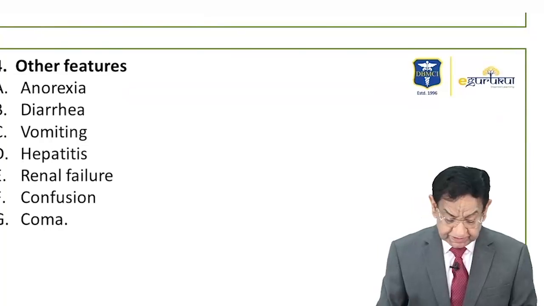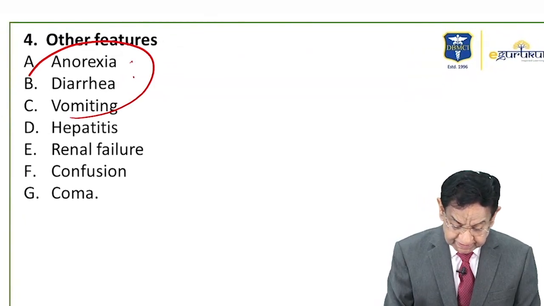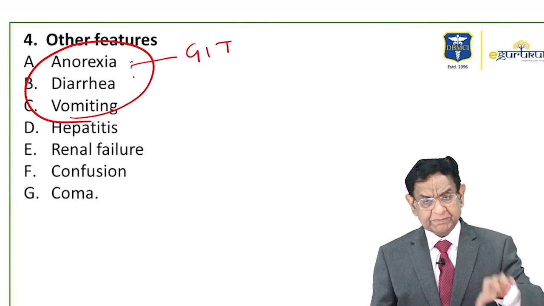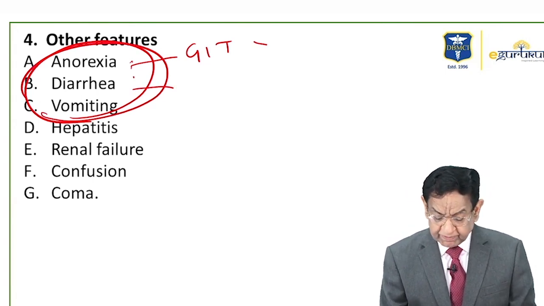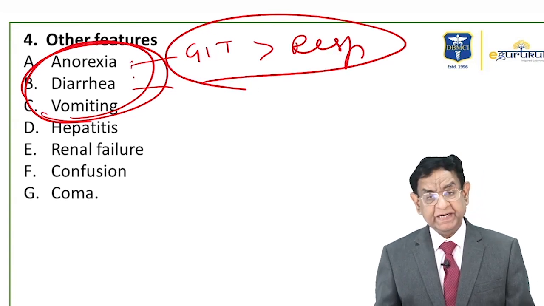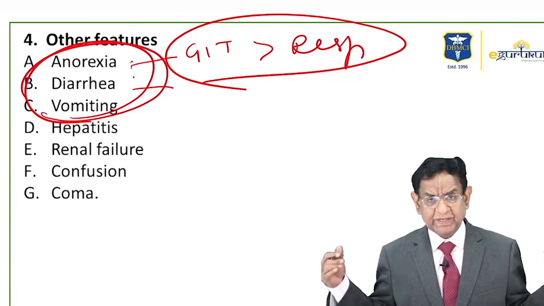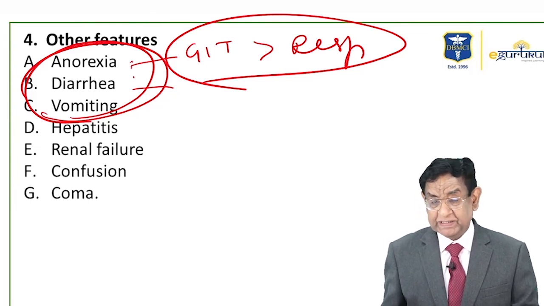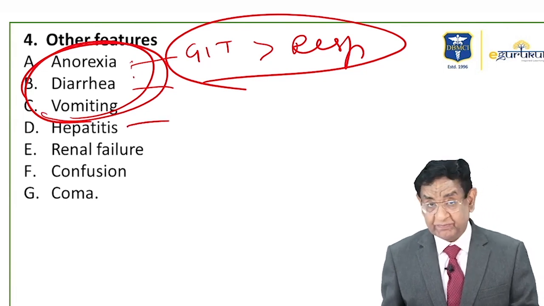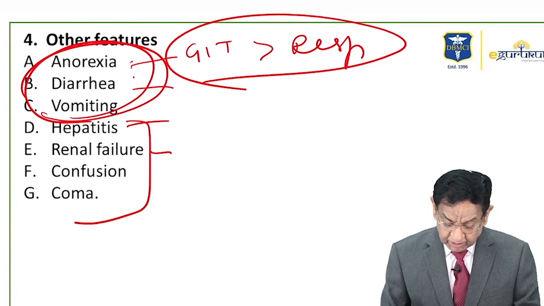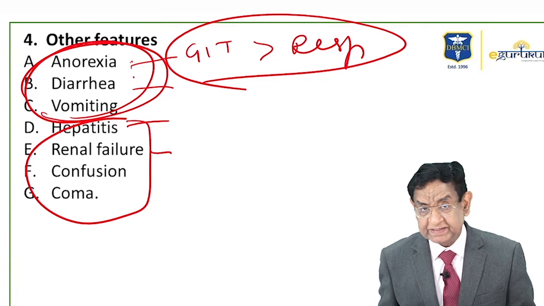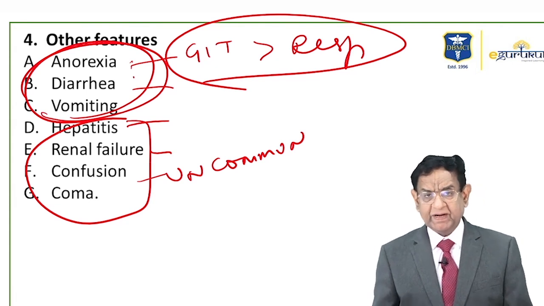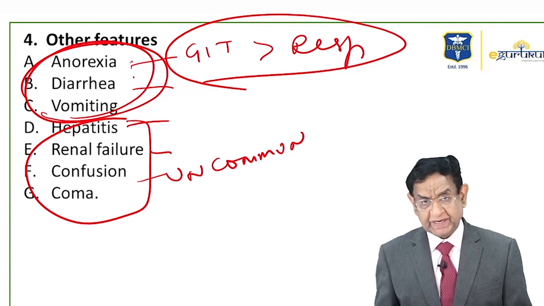Other features: anorexia, diarrhea, vomiting. This is especially important to note. They are GIT symptoms. It's not necessarily that the patient will come to you with respiratory symptoms. In fact, these are more commonly involved than the respiratory system. This is not known to 99%. The patient may just come to you with diarrhea, vomiting, anorexia, a type of gastroenteritis picture. Again, non-specific. The respiratory system may or may not be involved. Hepatitis is very uncommon. Renal failure, again uncommon. They are all rare features, but can happen in advanced cases. So, to summarize, the patient will come either with flu-like symptoms or a picture of gastroenteritis, simple.